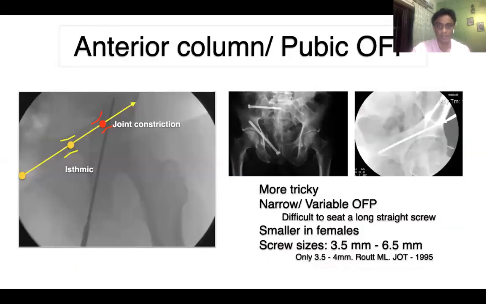The second is the anterior column, or the pubic osseous fixation pathway. This is more tricky. There are 2 constrictions, one at the isthmus of the pubis and one at the level of the joint, and it is often narrow and variable. It can sometimes be very difficult to seat a long straight screw, often small in females. So if you have an anterior ring fracture, anterior column fracture, sometimes you might be able to put in a 6.5 screw. Sometimes you might struggle to even put a 3.5 millimeter screw. So you need to really carefully plan this one.